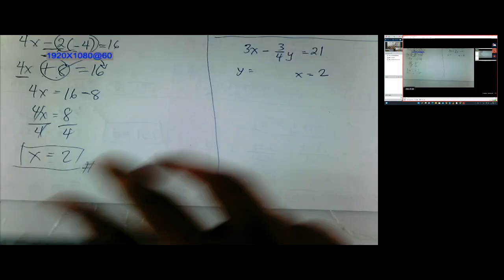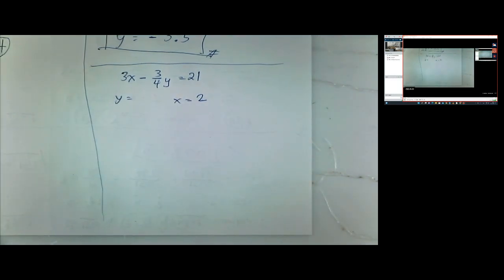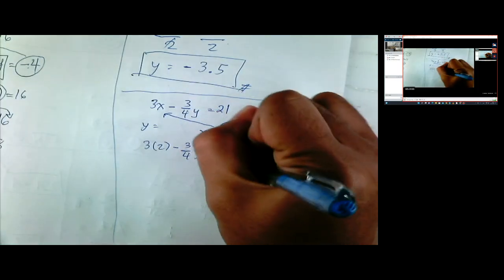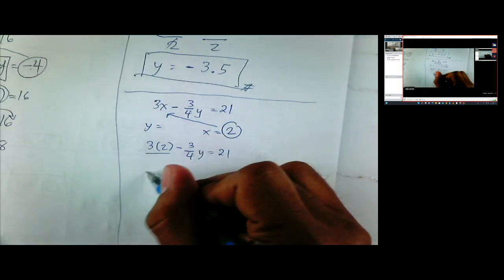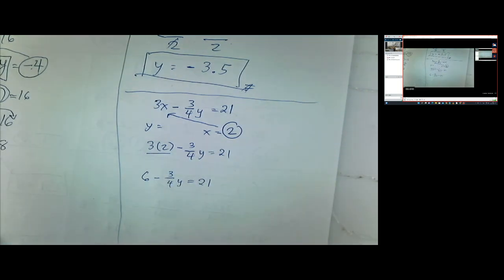Okay, the answer is negative 20. Why negative 20? Okay, let me show you why. So we have here 3x minus 3 over 4y is equal to 21, right? We have to substitute the value of your x, which will become 3 times 2 minus 3 over 4y is equal to 21. Now, what is 3 times 2? 6 minus 3 over 4y is equal to 21.